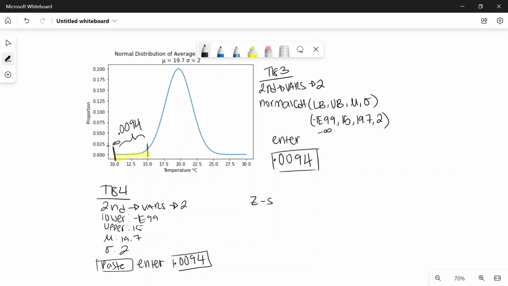For z-scores, if I remember correctly, the formula is z equals x minus mu divided by sigma. So in other words, 15 minus 19.7 divided by 2. That would be negative 2.35. And so that's my z-score. And then once you have your z-score, you would use the standard normal distribution.